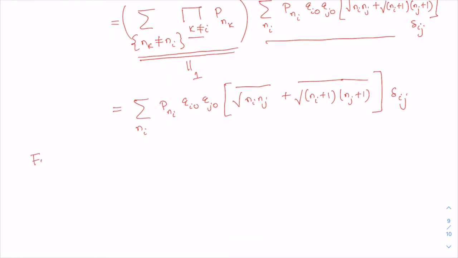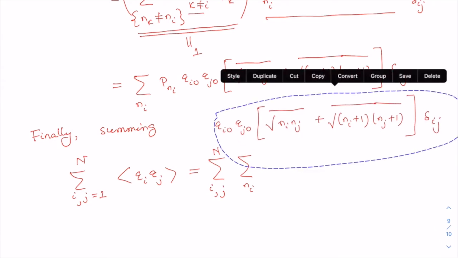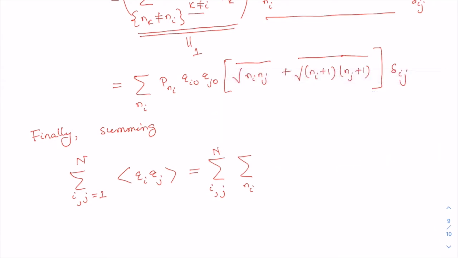Okay, finally, let me now sum it over all the oscillators. If I sum up over the variables i and j for all the n oscillators, I have qi, qj. So this I can write as ij, and here I have ni, and it is this particular term. Okay, let me put it here. I have to write it again. So I will have qi0 qj0 square root of ni nj plus this one nj and delta ij.